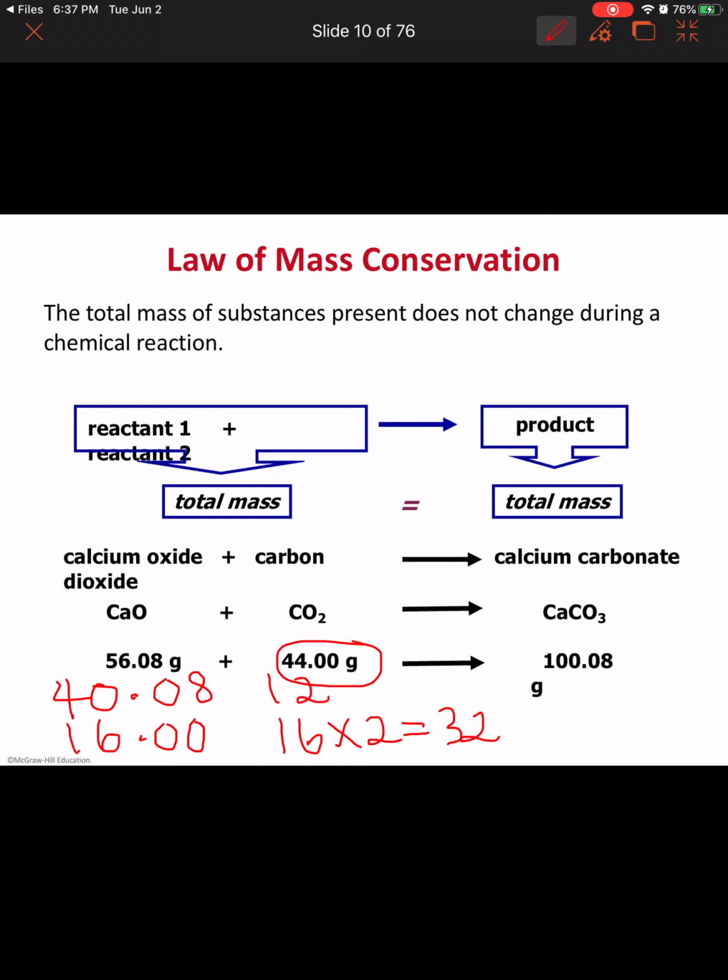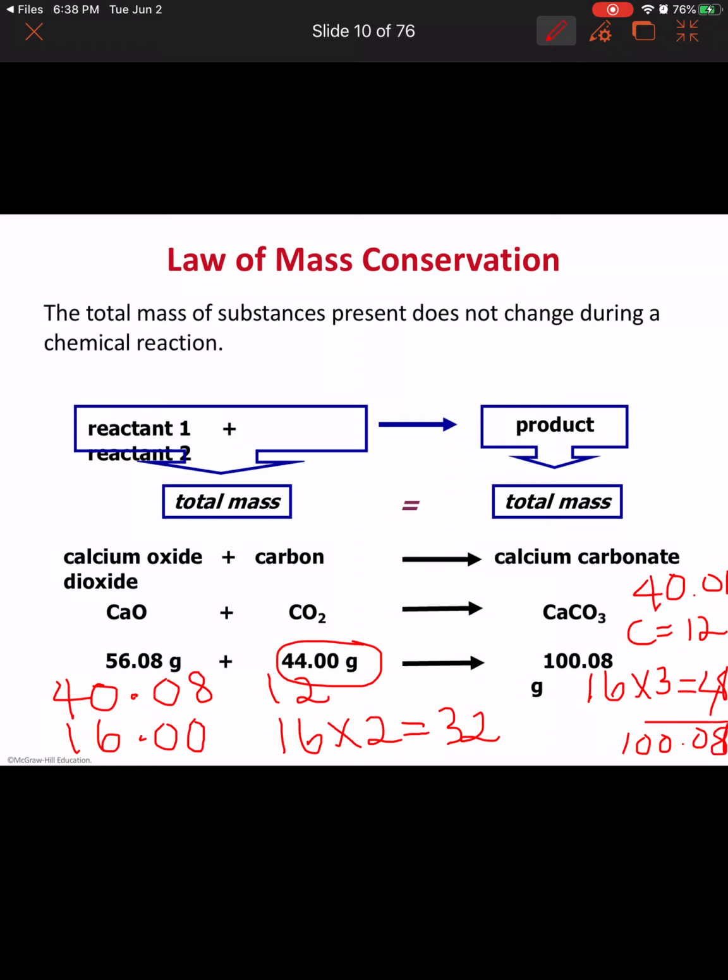And then to find out the calcium carbonate, calcium molar mass is 40.08 and carbon is 12. You get these numbers from your periodic table, and there are three oxygens. Each oxygen is 16. 16 times 3, 48. When you add up all this, that's 100.08.